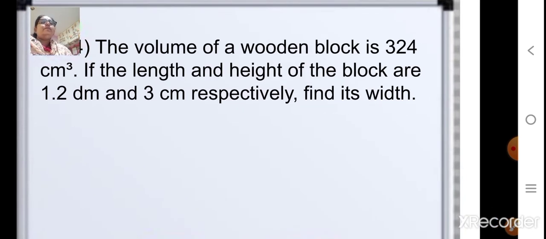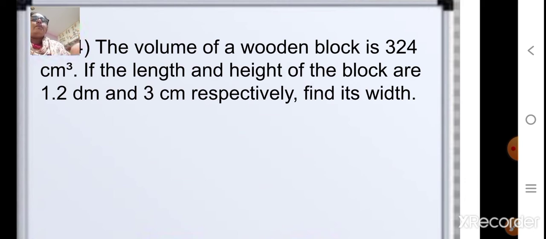Coming to the next sum, fourth one of exercise 13.4. Okay, now the volume of a wooden block is 324 cubic centimeter. If the length and height of the block are 1.2 decimeter and 3 centimeter respectively, find its width. That is, you have to find the breadth.